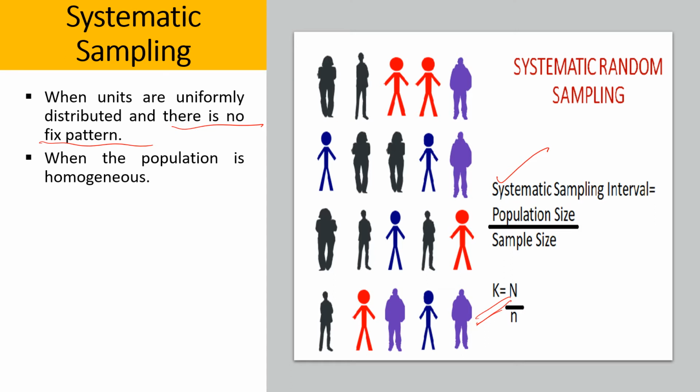That means the researcher can start from any element. The researcher can draw the first member, second member, third member, fourth member, any member as the first sample. Then after every kth element, the researcher will keep on drawing the sample.